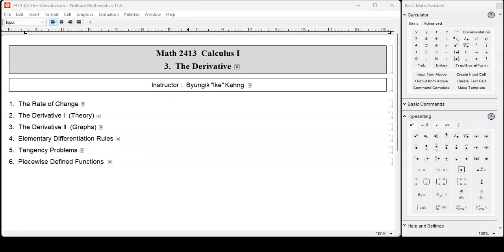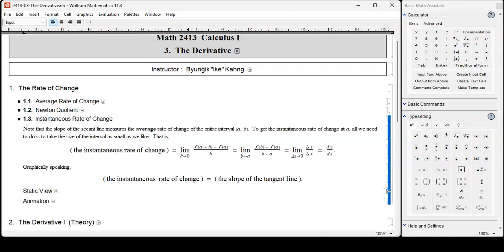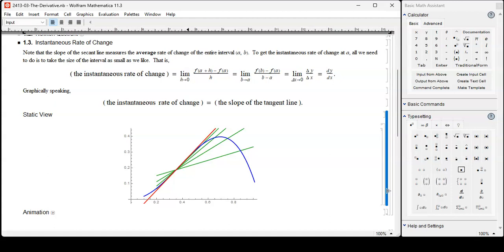Hello students, welcome back. We just completed section 1, the rate of change. Here's a brief summary. The entire section 1 can be summarized by a single static picture right here.